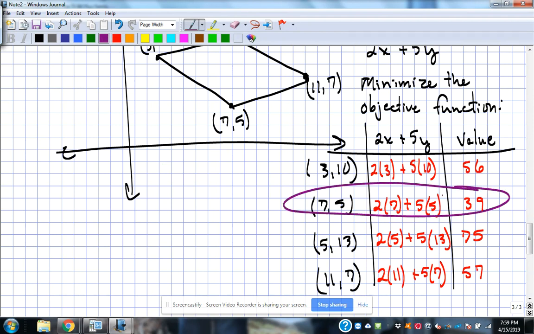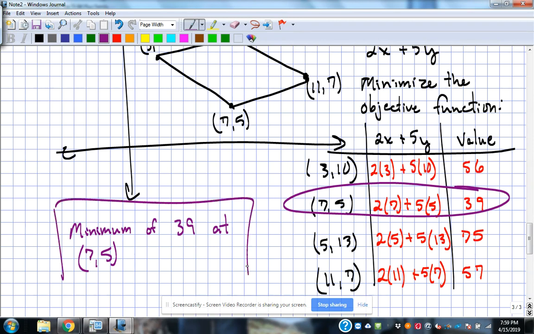then that's going to be right there. The lowest number is 39. So minimum of 39 at (7, 5). That's another way to write the answer there. They change it up from time to time how they write it. So I just want to show you both ways there.